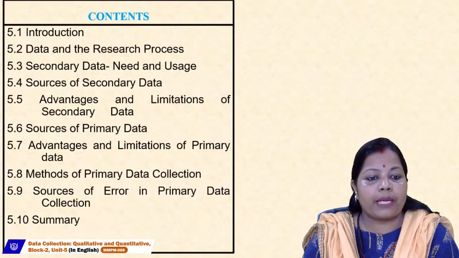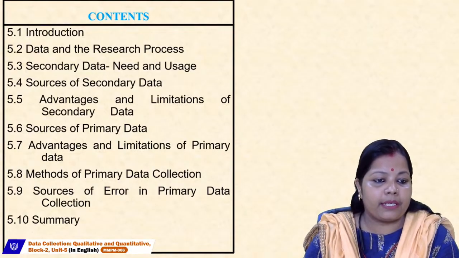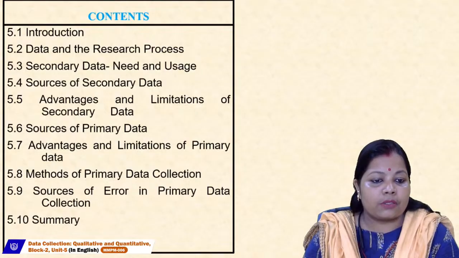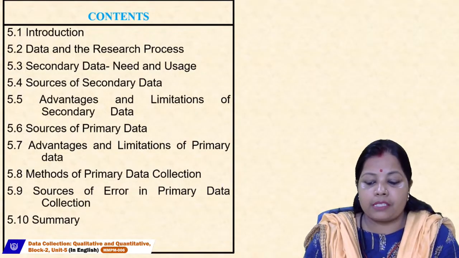Then we are coming to the primary data, sources of primary data, then advantages and limitations of primary data, then methods of collection of primary data, sources of error in primary data collection, then the summary of this chapter.